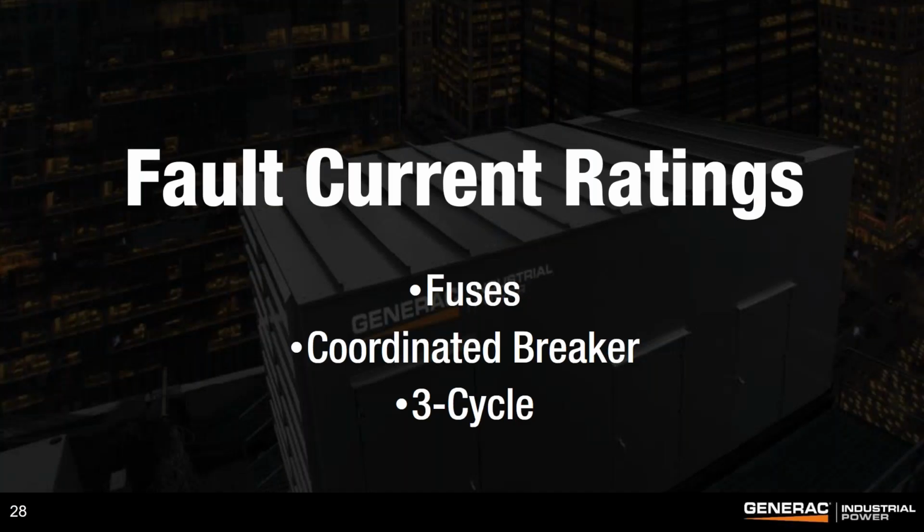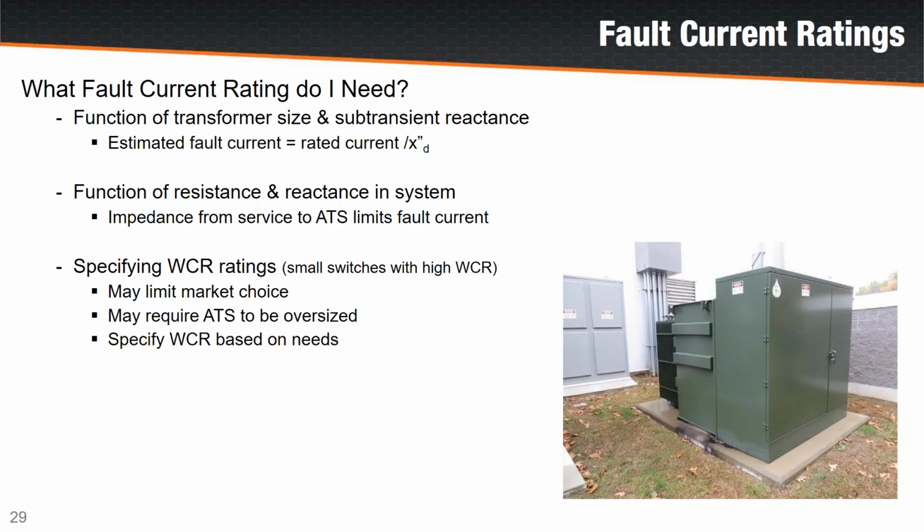So one of the things we want to explore a little bit is fault current ratings. And when we look at fault current ratings for transfer switches, they really come in three varieties here. So really, the discussion starts with how much fault current do I have on site? A quick initial estimate is you look at the transformer rated amps divided by its subtransient reactance, and you get some general idea of the available fault current. Typically, transformer reactance is around 5%. So take rated amps times 20 and you're in the general ballpark. That is the maximum fault current that we're going to see right at the transformer.